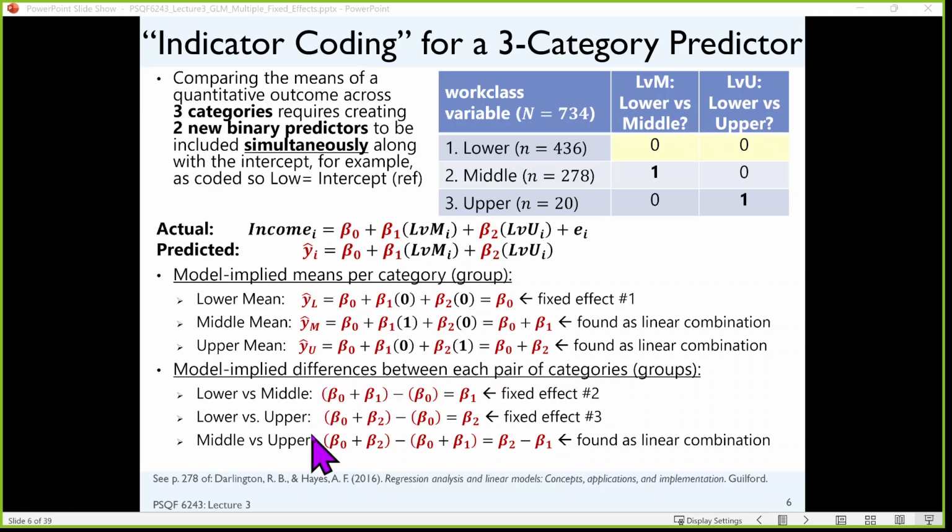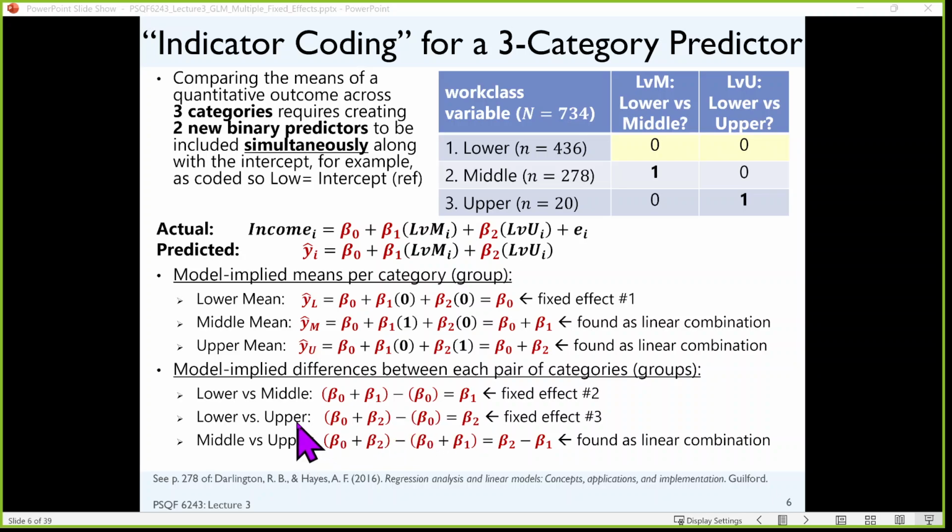Then the three possible differences. Now that I know how the model tells us what the mean is for each group, all I got to do is subtract, and I know what the mean difference is between the groups. So lower versus middle, that means that I'm saying lower is my reference group, and I want to know how middle differs from it. So to make that direction work, I start with middle. We already know from up here that the mean for middle is found as beta 0 plus beta 1. We already know that the mean for the lower group is just the fixed intercept. The two beta zeros cancel, and you're left with beta 1.